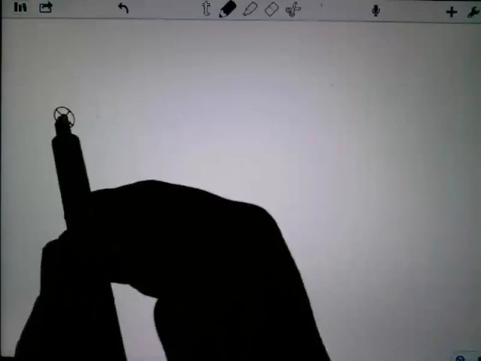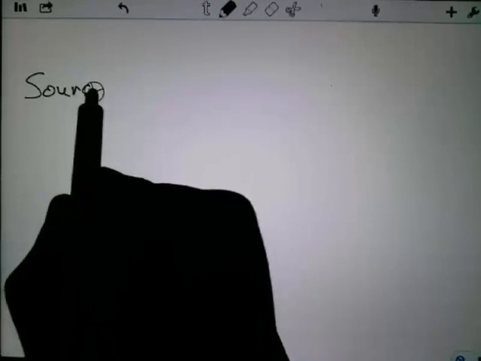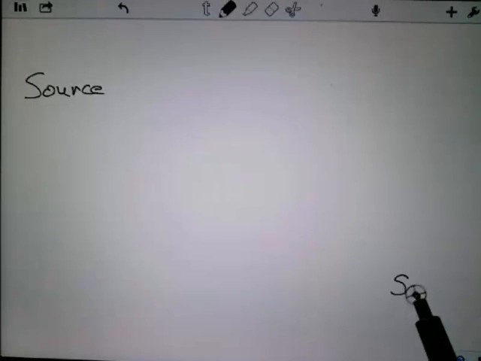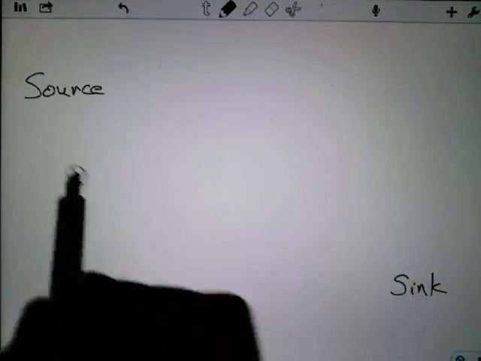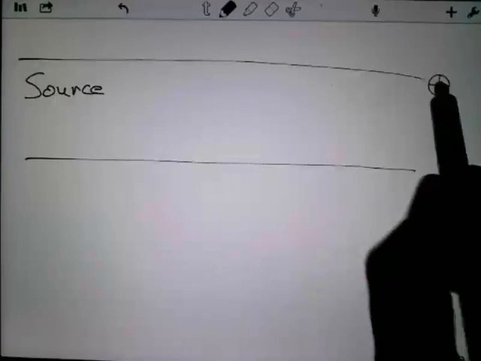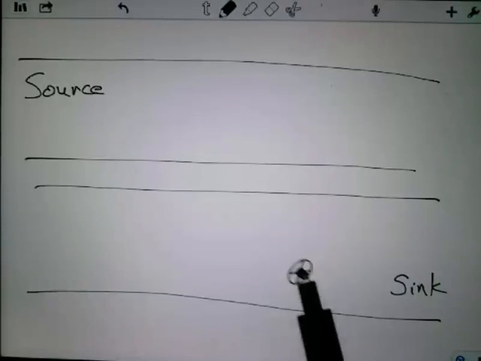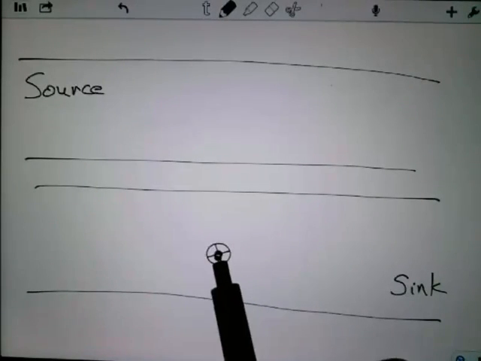How does a countercurrent exchange system work? Well, when you're thinking about a countercurrent exchange system, you need to start by thinking about a source and a sink and draw them on opposite sides of a page like this. And they can be usually in two tubes, but it can also be blood going in one direction and, say, water over the gills in another.